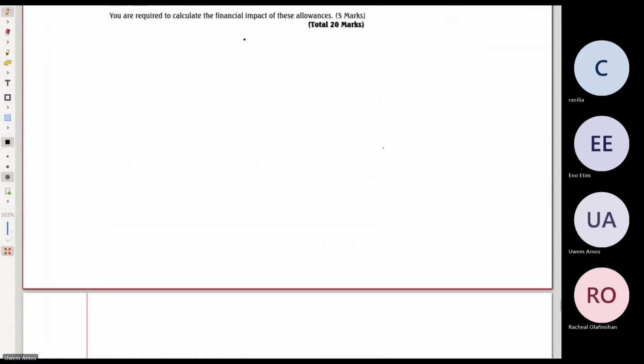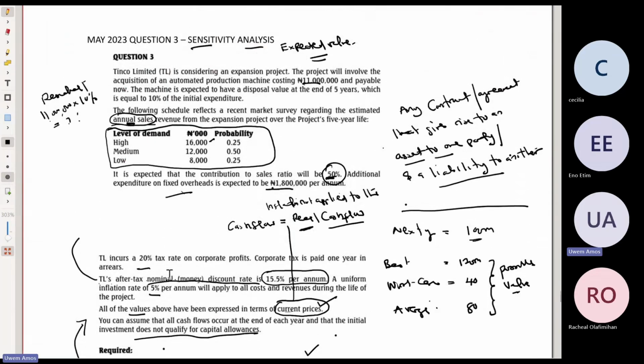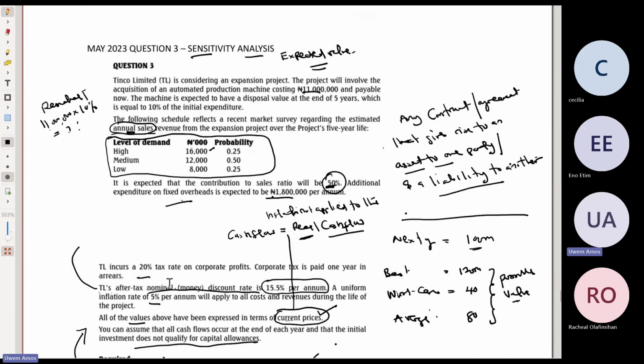Okay, so let's get right into our plan for today, which is 2 questions really. The first is May 2023 question 3, and then the second would be May 2025 question 3 as well, and that would conclude our consideration of discounted cash flow.